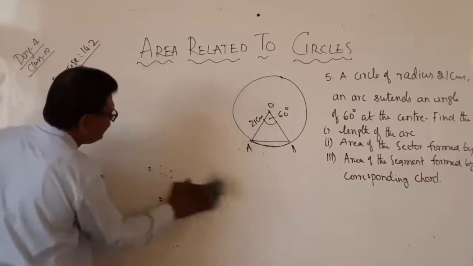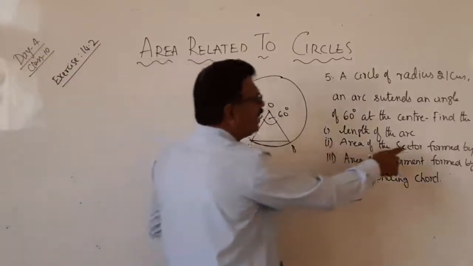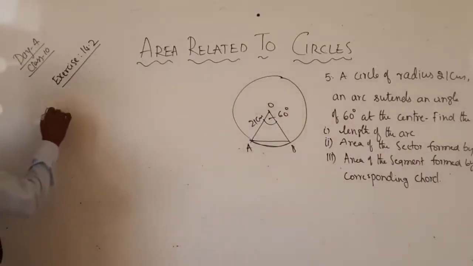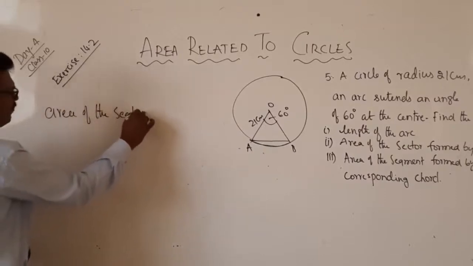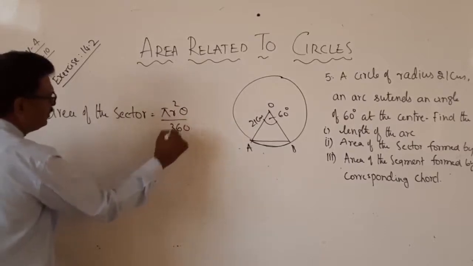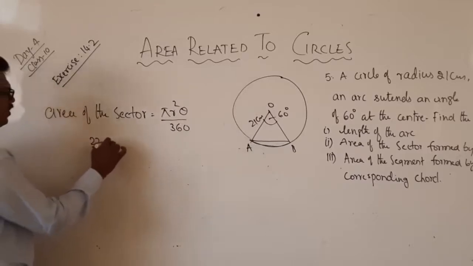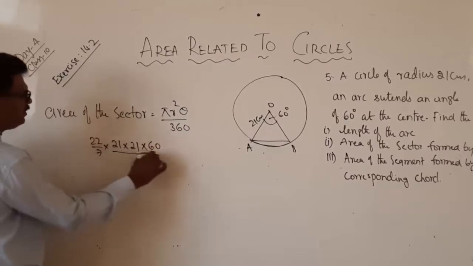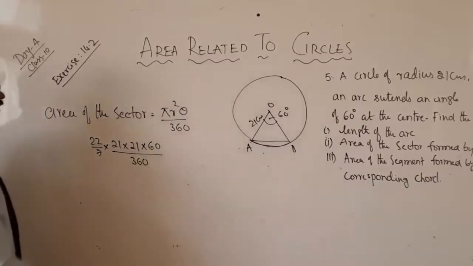Now the second one you see. What is the second one? Area of the sector formed by the arc. Very good. Very simple. Now we can directly write area of the sector. What is the formula? Pi r square theta by 360. Pi 22 by 7 into r square 21 into 21 into theta is 360 divided by 360. Okay? So very simple.